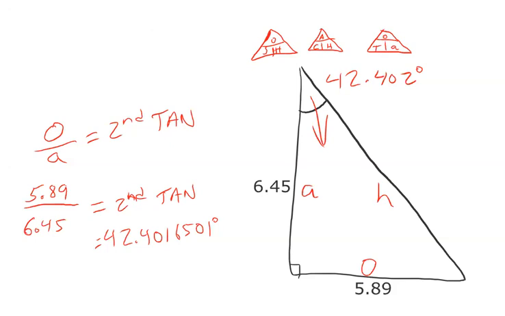And if I want to find out if I'm correct or double check my math, I can find this angle by doing 90 minus 42.402. That will tell me the angle over on the other side.